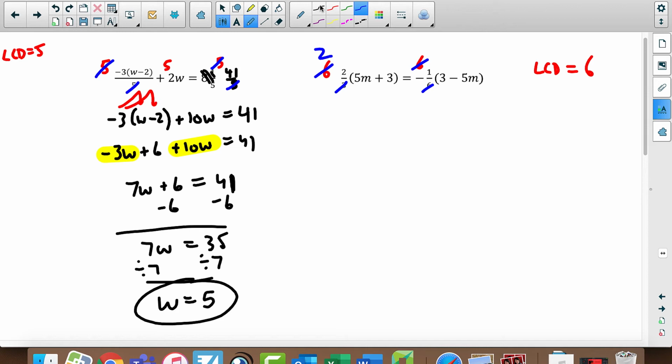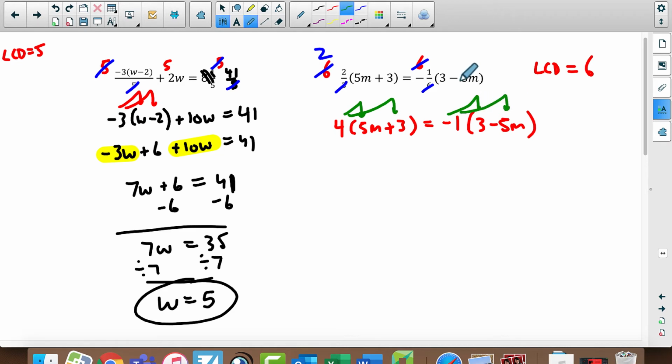So be careful. Over on the left-hand side here, you have 2 times all this. Let's do the 2 times 2 part first. 2 times 2 is 4, and we still have 5m plus 3. And over on this side, we have negative 1, and then all this part in brackets. Can we do the distributive property here? Yes. Here and here. So 4 times 5m is 20m. 4 times 3 is 12. Negative 1 times 3 is negative 3. And negative 1 times negative 5m is plus 5m.